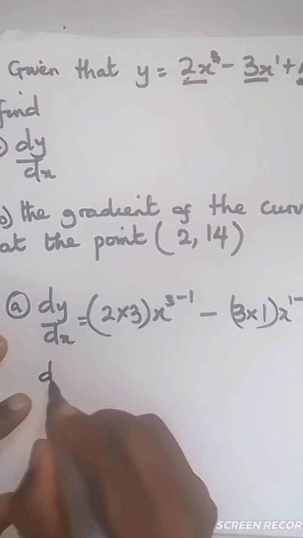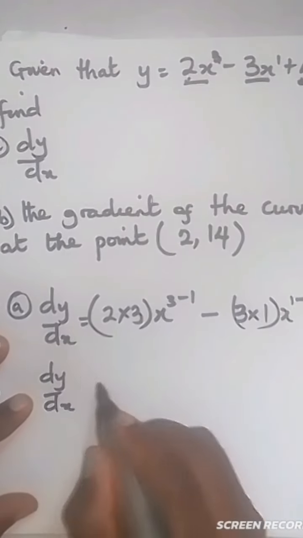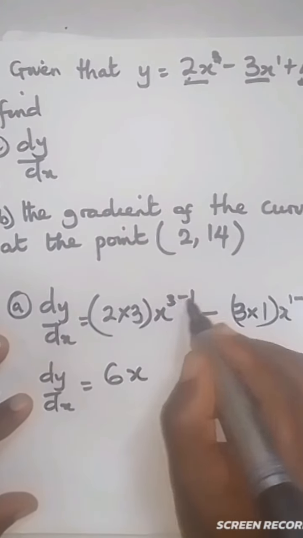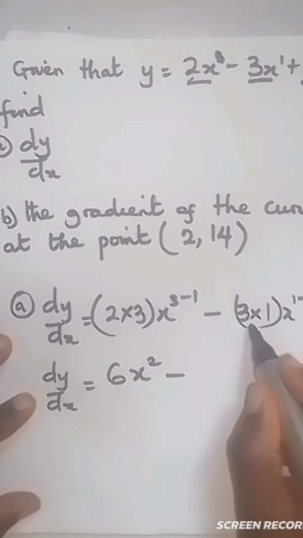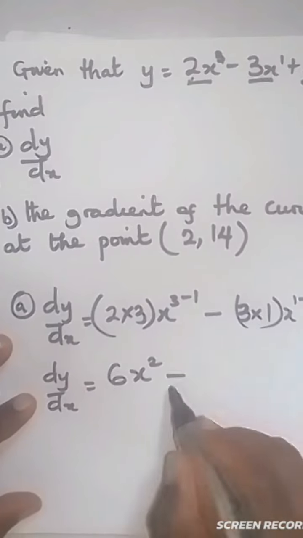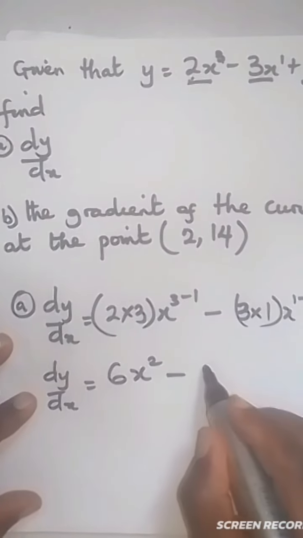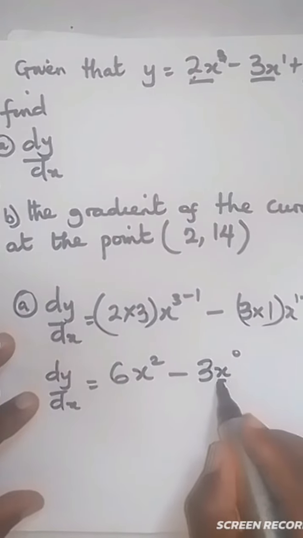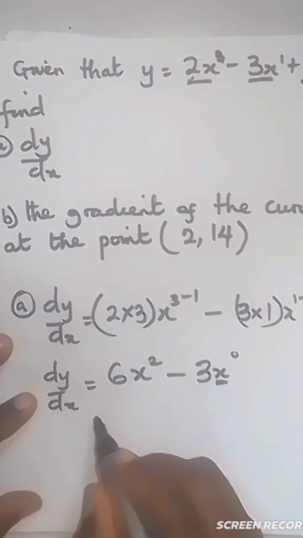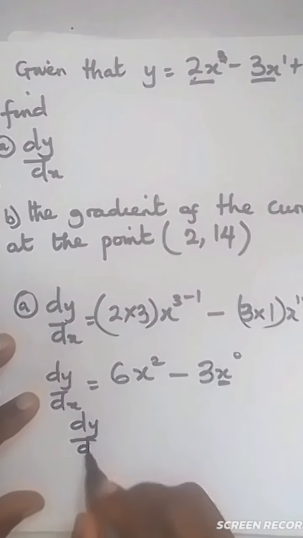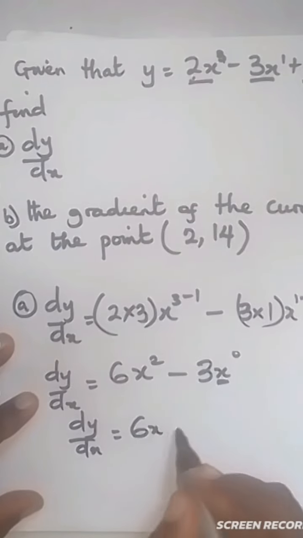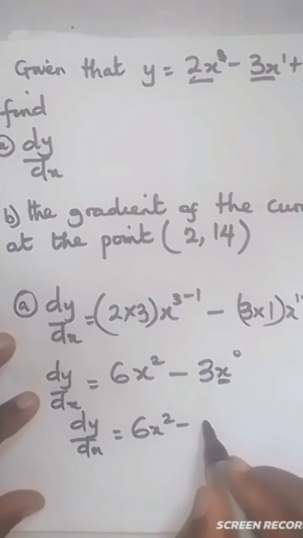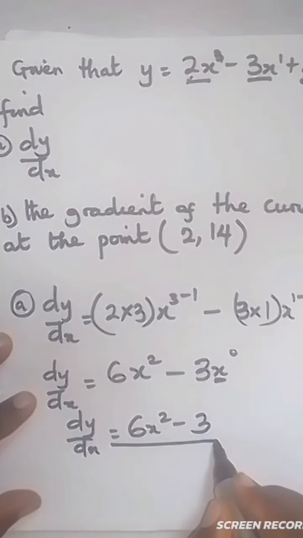So we are going to have dy over dx equals 6x, 3 minus 1 will give you 2, minus 3 times 1 will give you 3x raised to power 0. So 3x raised to power 0, in mathematics anything to the power 0 means 1. So you're going to have dy over dx equals 6x squared minus 3, because this raised to power 0 is 1, and 3 times 1 is 3. So this is the final answer.